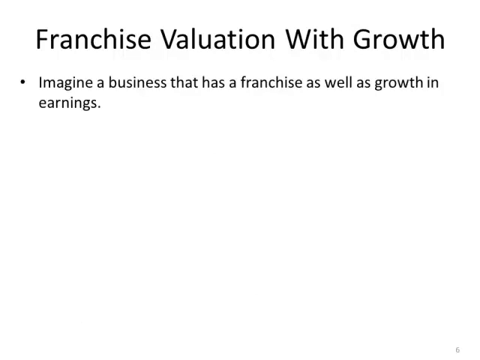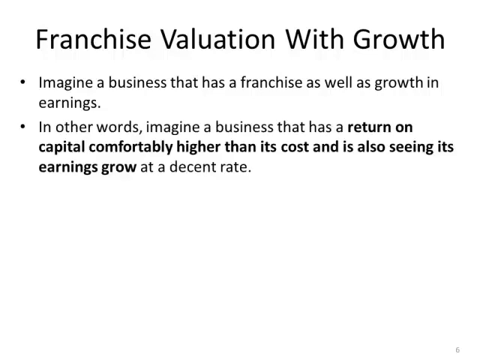Now imagine a business that has a franchise as well as growth in earnings. So remember, a franchise means that the business is able to earn greater than its cost of capital. And growth in earnings means that we're assuming that earnings are growing over time rather than staying the same. So essentially, we have a business that has a return on capital comfortably higher than its cost of capital, okay? And it is also seeing its earnings grow at a decent rate. So this is obviously a very good situation for a business, right? So you can imagine that we'll value this type of business higher as compared with the EPV method, right? Because now we're assuming that earnings are growing, whereas previously we were not doing that.